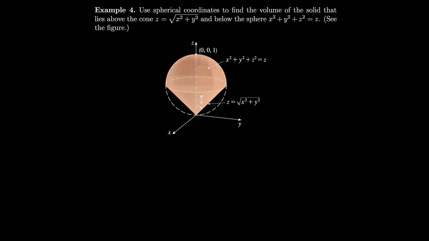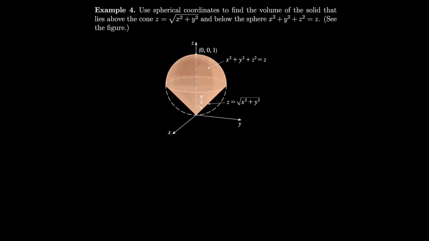Let's now use spherical coordinates to find the volume of the solid that lies above the cone z = √(x² + y²) and below the sphere x² + y² + z² = z. So let's see if we can do this in spherical coordinates.